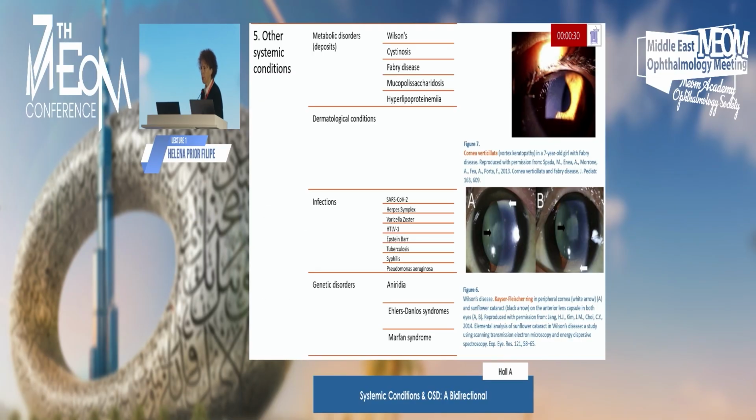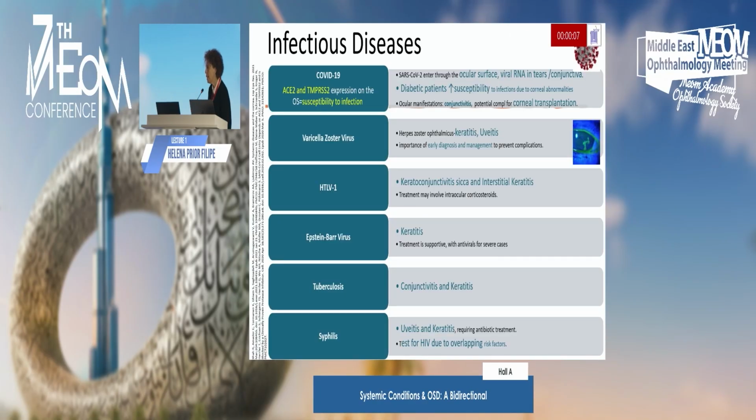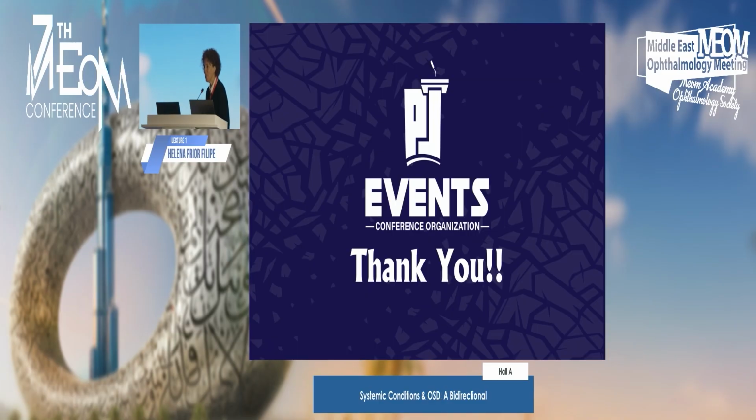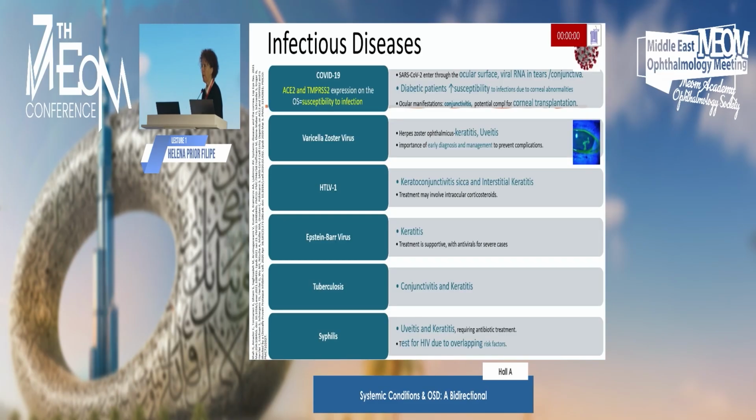Other conditions, there are a lot of them, as you can see. Metabolic disorders such as Wilson's disease and cystinosis with deposits in the cornea, the vortex keratopathy with Fabry disease, depositions of material with mucopolysaccharidosis, dermatological conditions, with a word of remark for rosacea, and for the infections, just a word for COVID-19, and this interesting and very recent finding of ACE2 and TMPRSS2 and their products, which can be a factor of easier penetration of the virus in the cornea and infection, and also a word of caution for the varicella zoster virus, to be addressed very early.